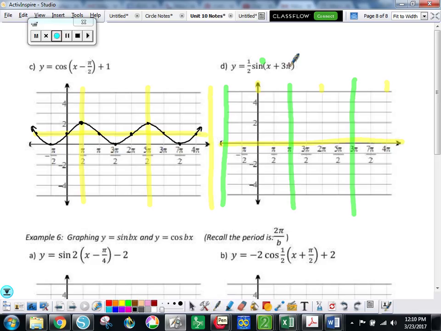So moving it 3 pi is exactly the same as moving it pi, because 3 pi and pi are coterminal angles, right? So going back to that word that we used before, because those are coterminal angles, moving it 3 pi to the left is pretty much the same as moving it pi to the left.